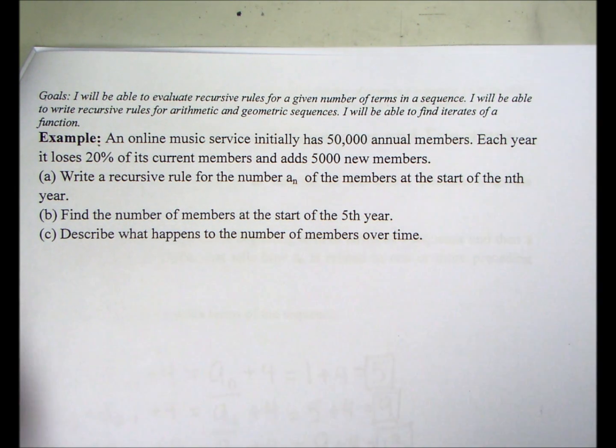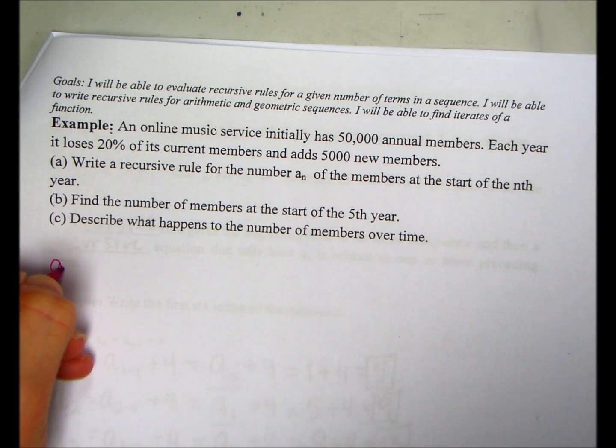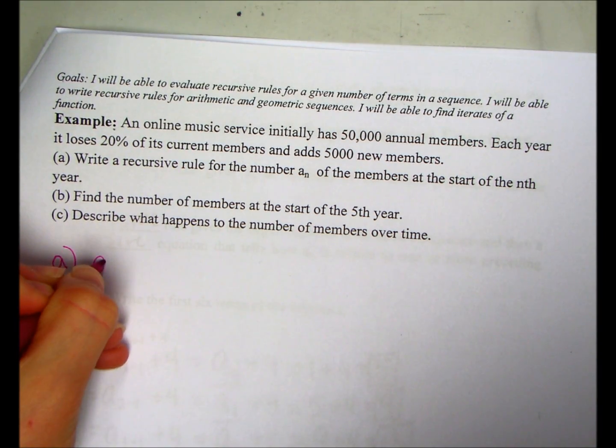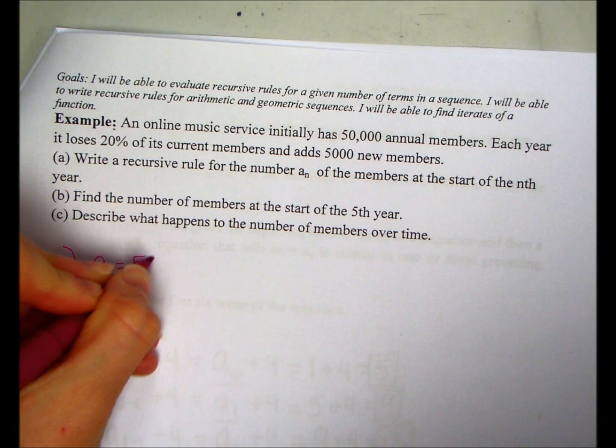Okay, so let's do part A first. So it says, all right, we have initially 5,000 new members. So I'm going to say my first term is 5,000.